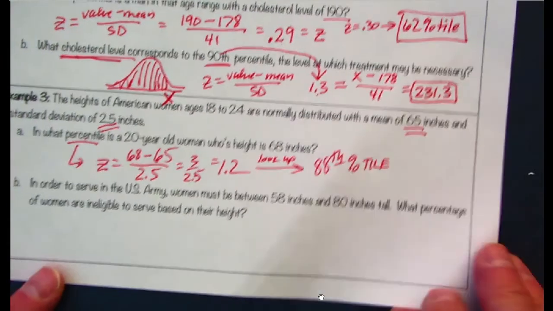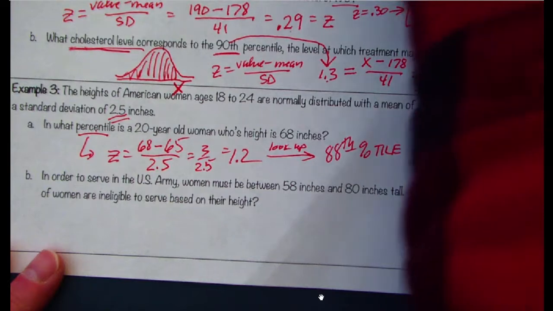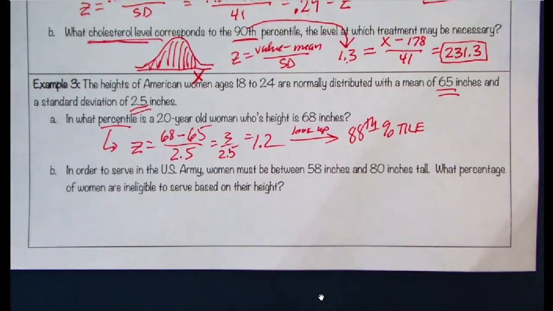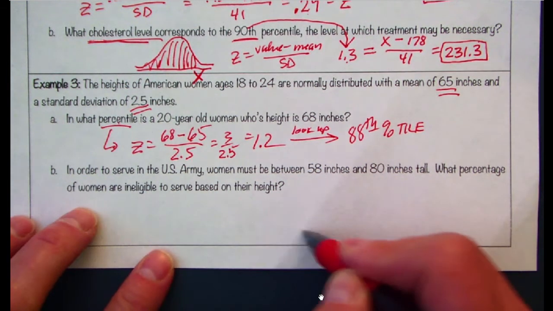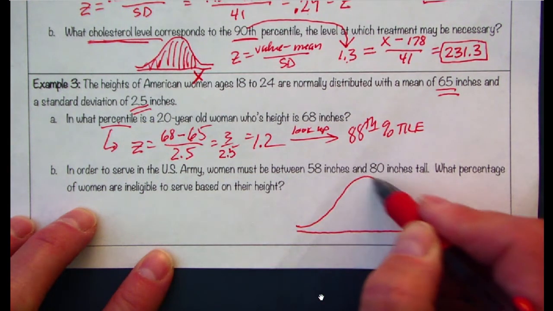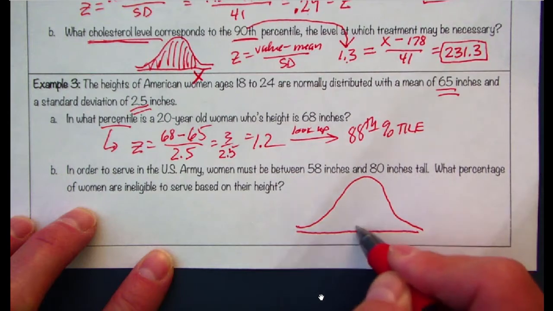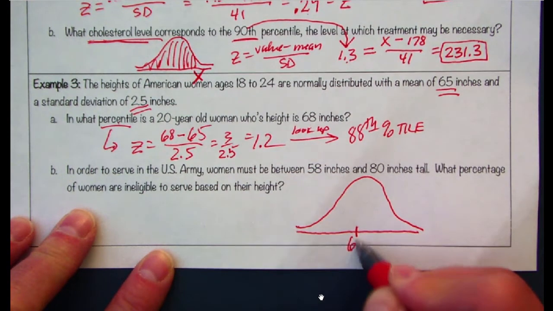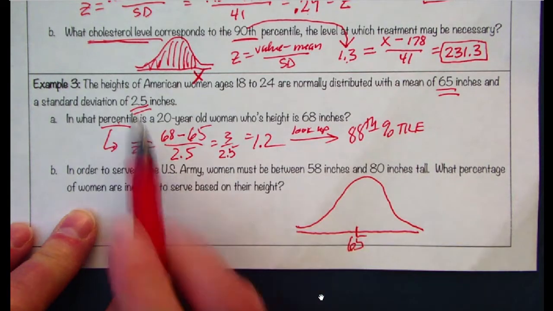Last problem. In order to serve in the Army, this is an interesting little fact, women have to be between 58 and 80 inches tall. So I wonder how many women would not qualify based on height. So if we think about our normal model, it says the mean is 65 inches, and one standard deviation is 2.5.